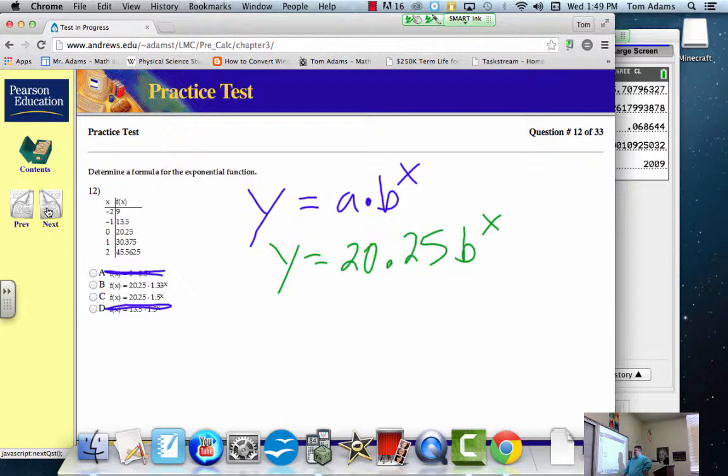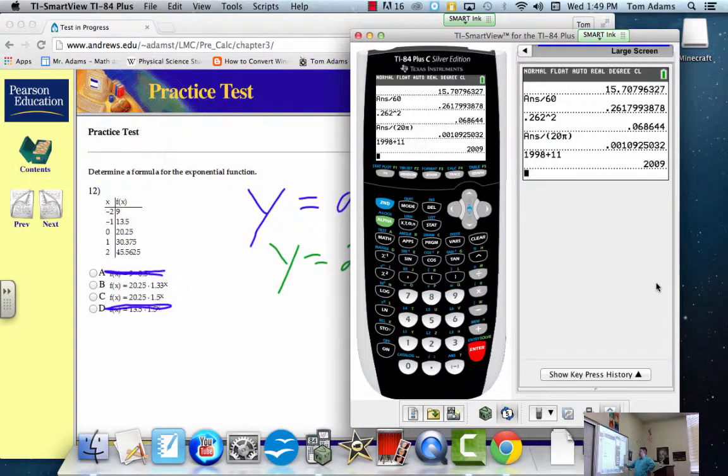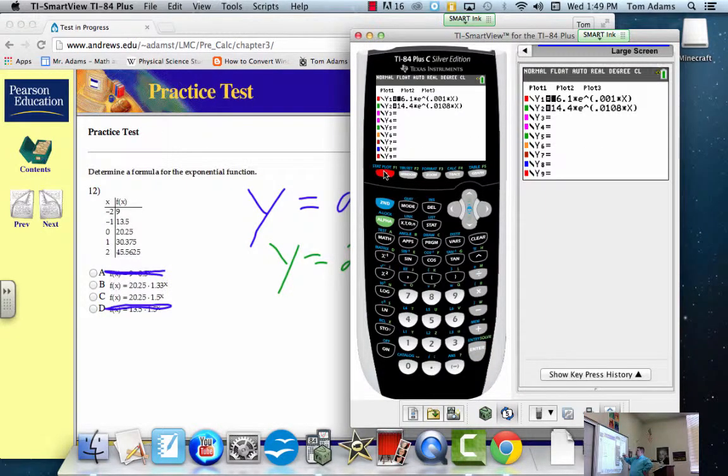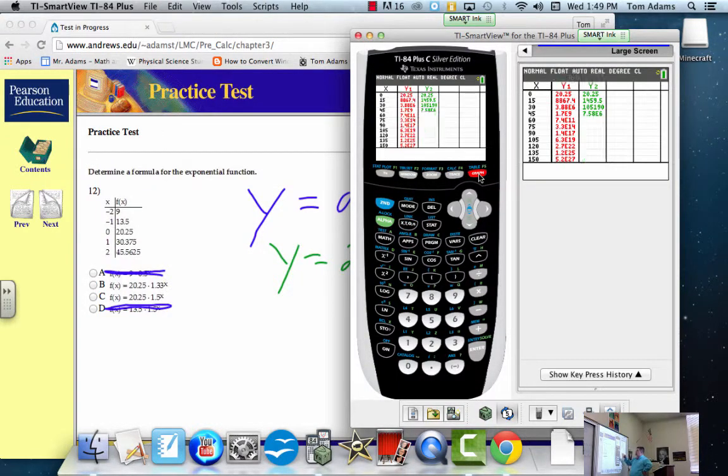Or what's another way? I could just plug it in my graphing calculator and see which one works. So what I'm going to do is plug them both into my graphing calculator. I'm going to clear this one out, and I'm going to do 20.25 times 1.5 raised to the x. Then the next one is going to be 20.25 times 1.33 raised to the x. And I'm just going to look at the table.